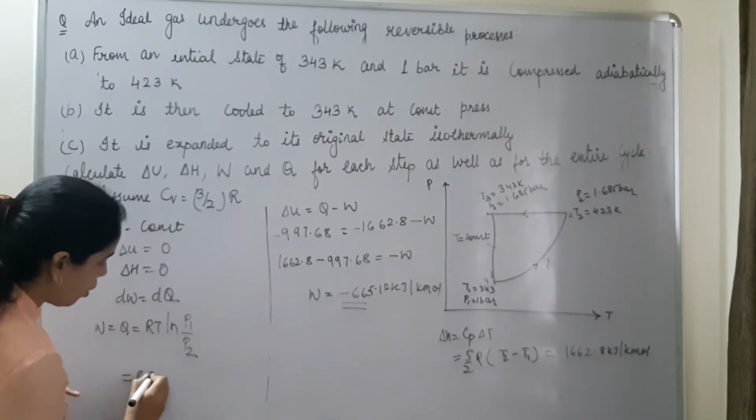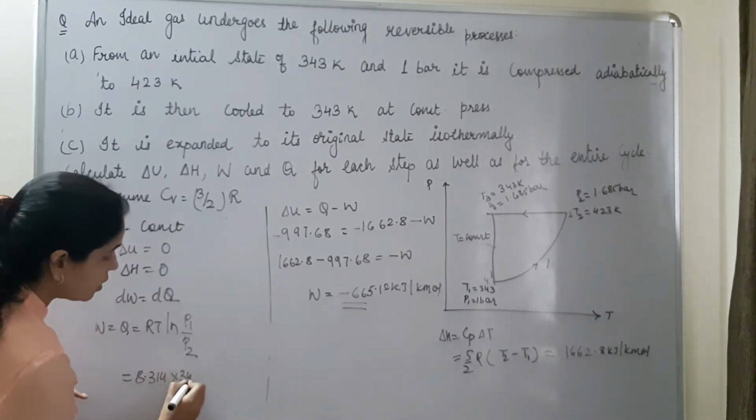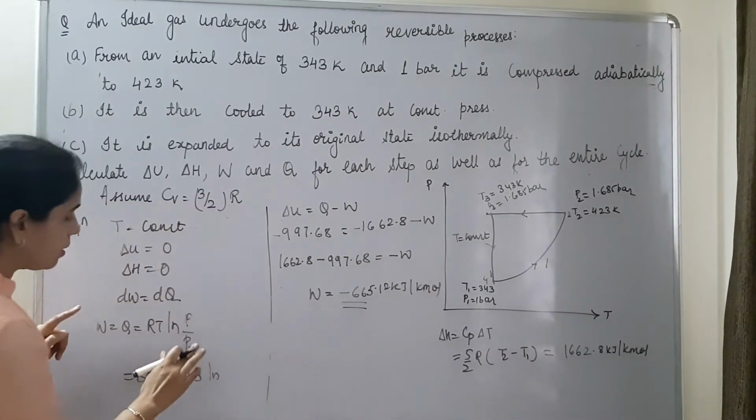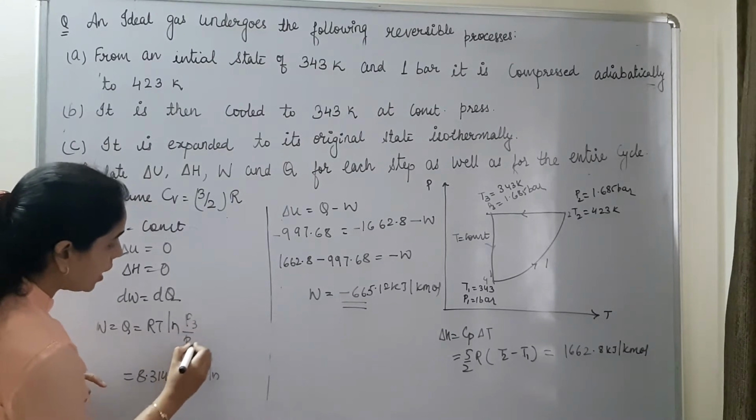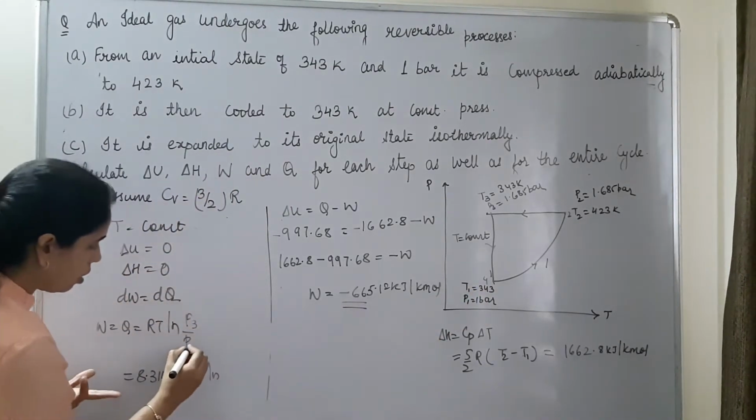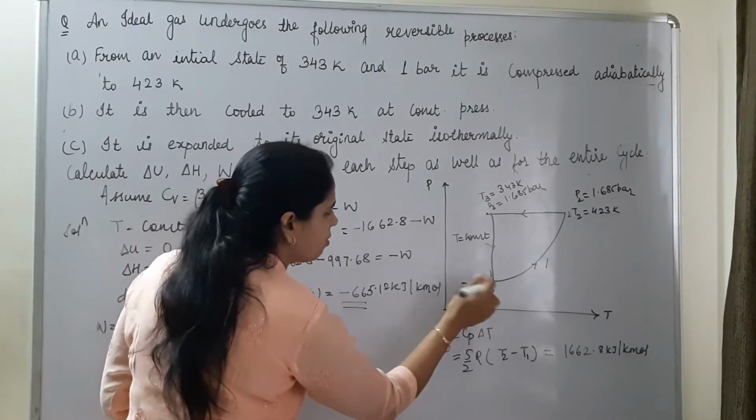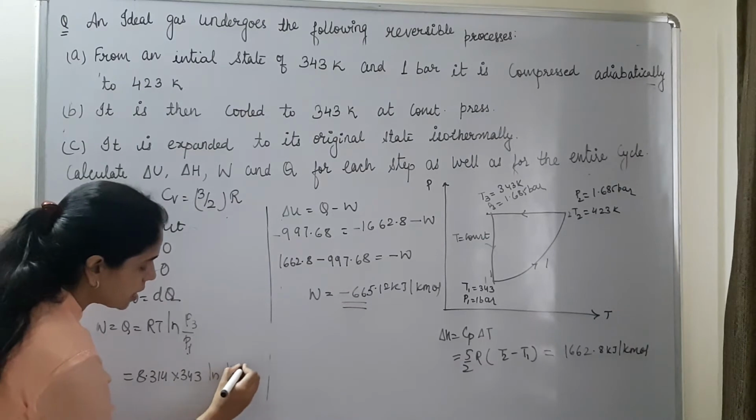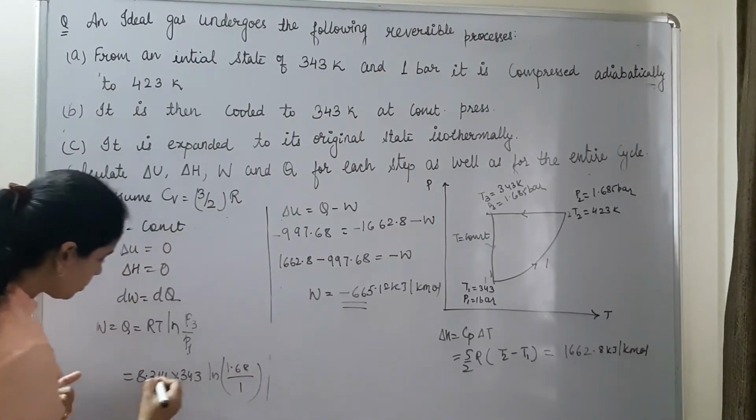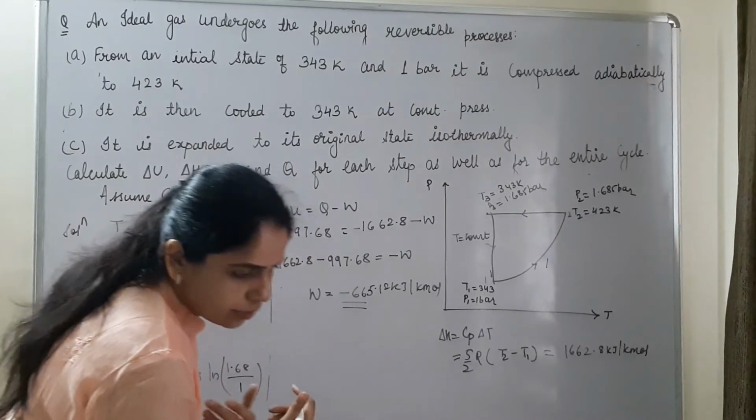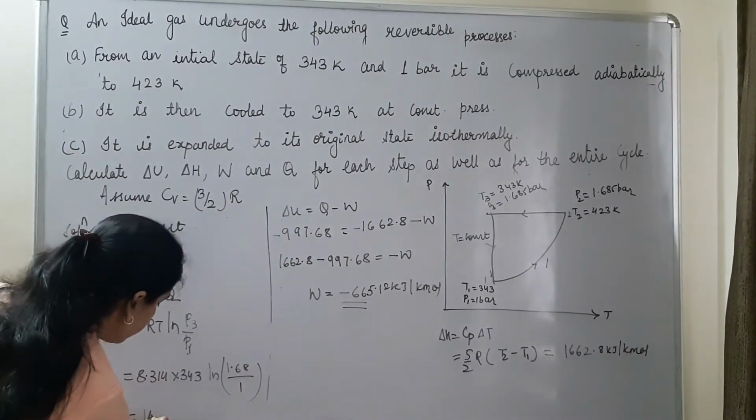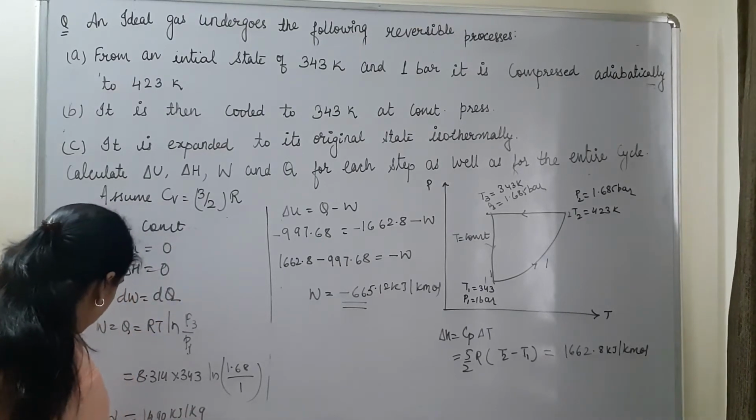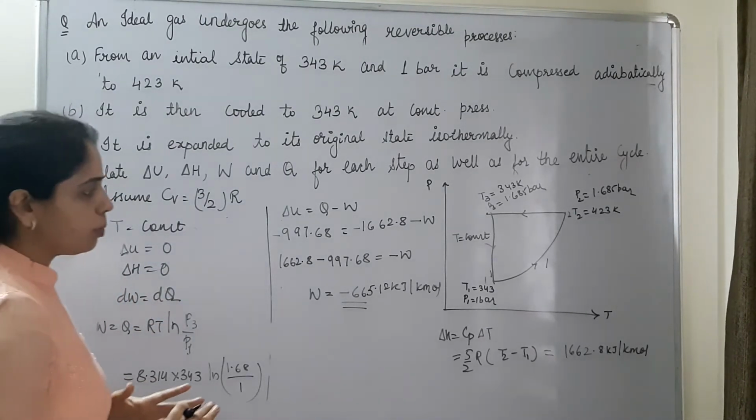So R is 8.314, temperature is constant, which is 343, ln of P3 upon P1. So P3 is 1.68 upon 1. When you solve this, you get the value 1490 kilojoule per kilomole. So this is your W and Q for any isothermal process.